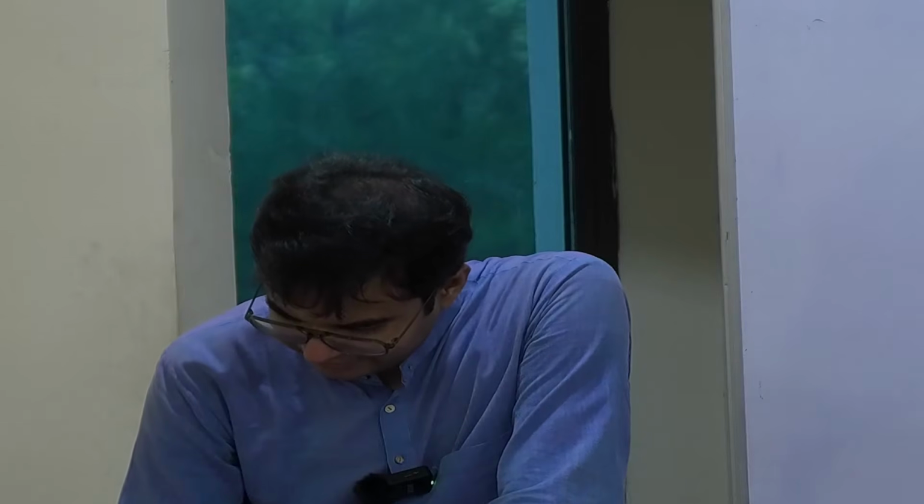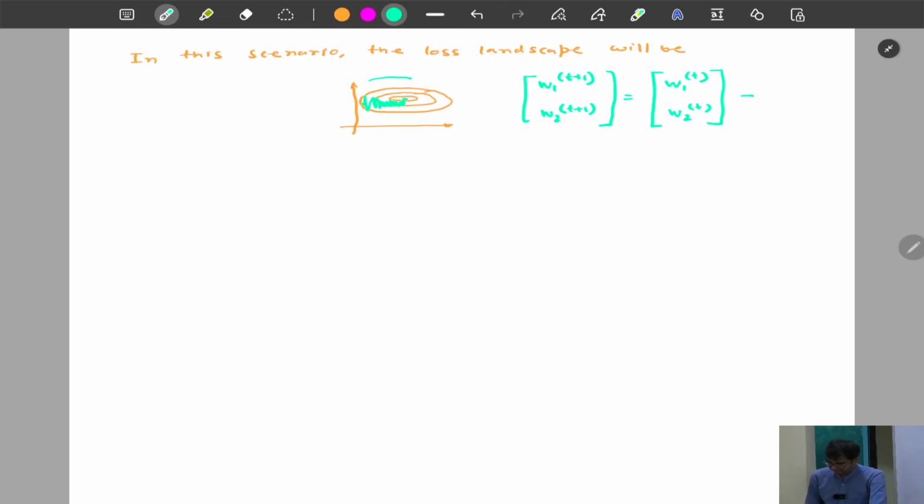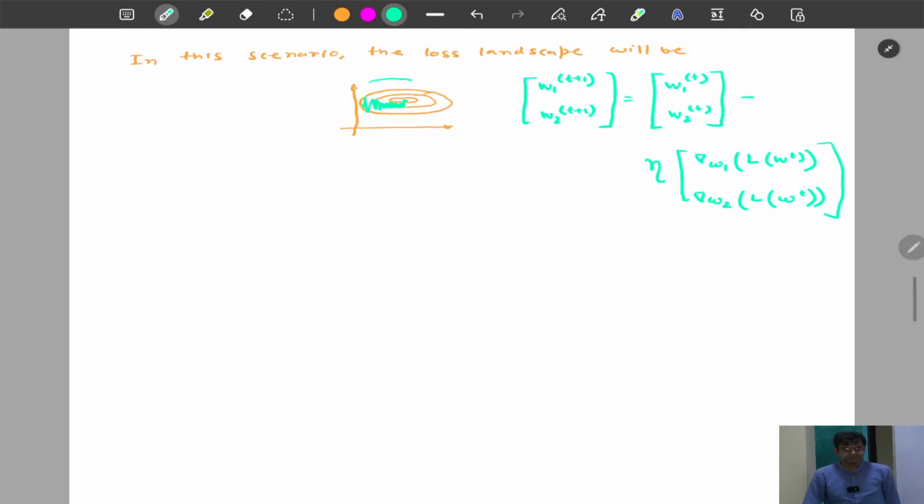So basically if I write it like this, W1 t plus 1, W2 t plus 1 is equal to W1t, W2t minus eta times the gradient with respect to W1 of L at Wt and the gradient with respect to W2 of L at Wt. This is my update rule, right, in vector form.